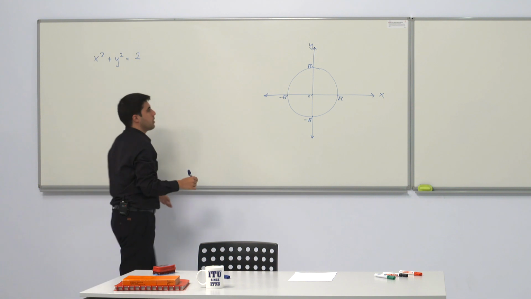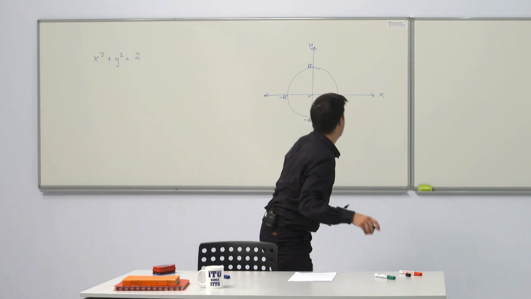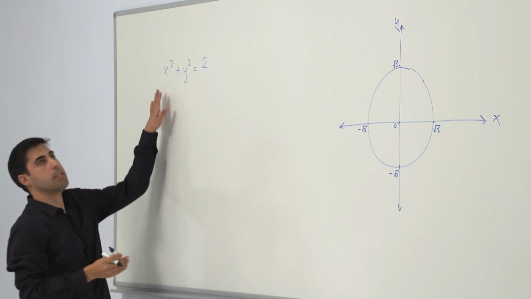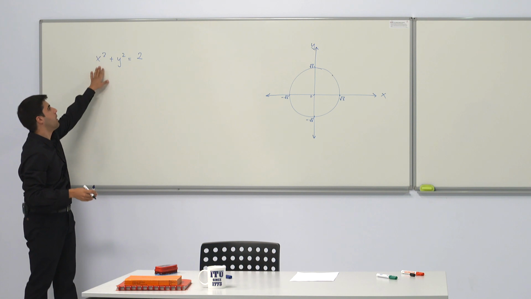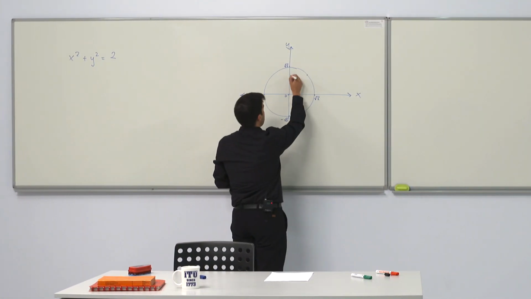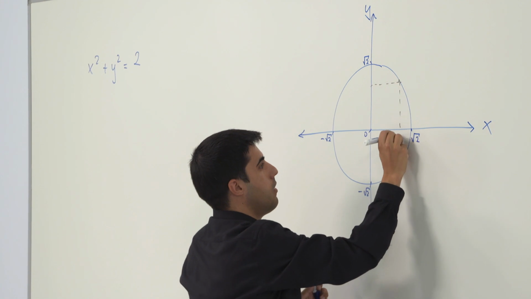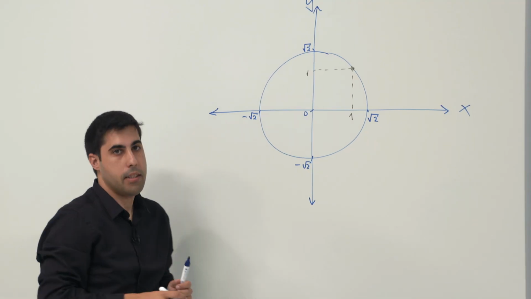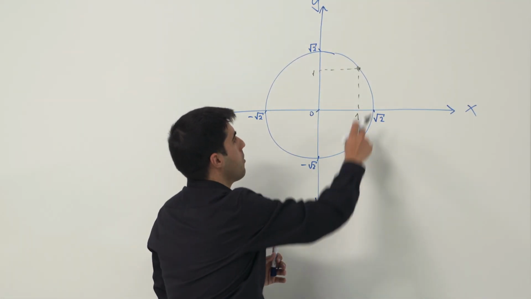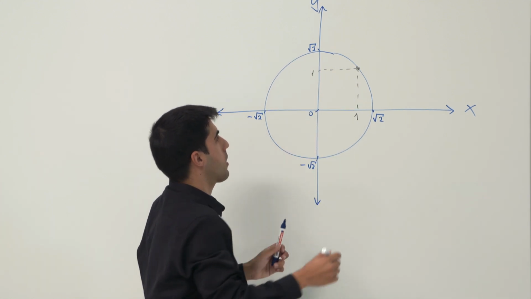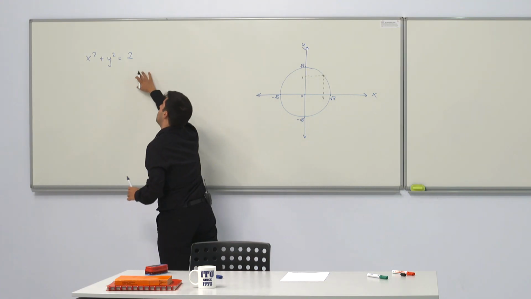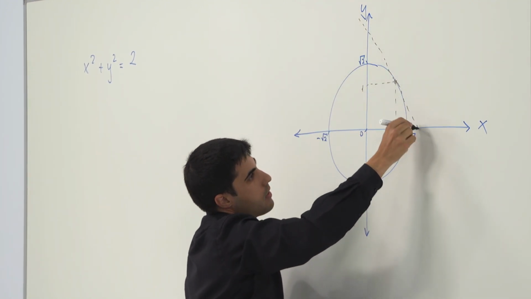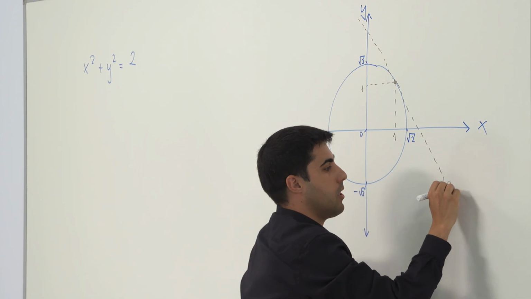Let's take, for example, the point (1, 1). So we know the point (1, 1) is on this circle because it satisfies the equation. If you plug in (1, 1), it gives you 2. So let's say the point is over here, (1, 1). That's my point. And the question is, find the equation of the tangent line that goes through this point and is tangent to the circle, or to our curve given with this equation. So basically, we are looking for this tangent line.